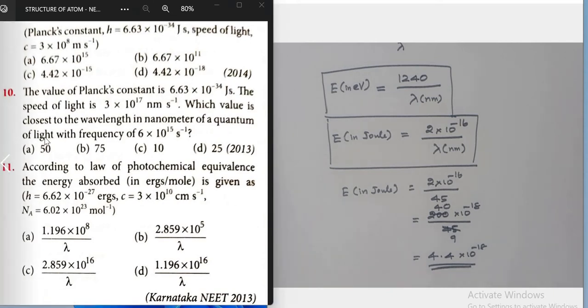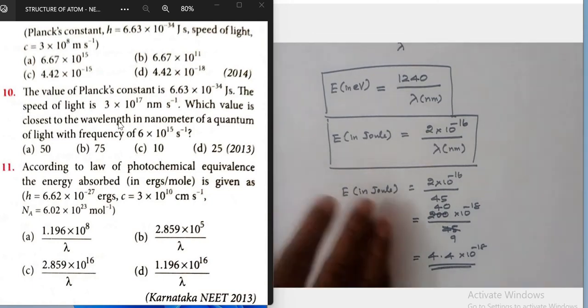See question number 10. The value of Planck constant is given as 6.63 into 10 power minus 34 joule seconds. The speed of light is 3 into 10 power 17, given in nanometer per second. Which value is closest to the wavelength in nanometer of a quantum of light with the frequency 6 into 10 power 15 second inverse? So frequency is given, and they are asking the wavelength.